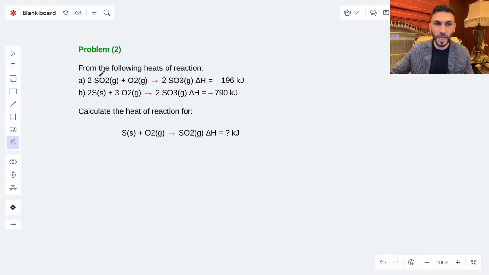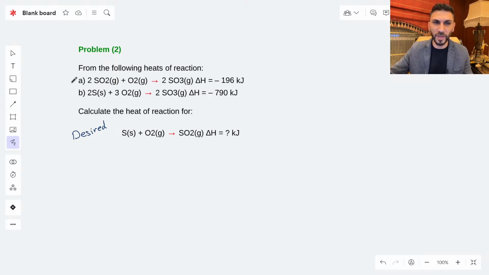All right, from the following heats of reaction, we have reaction A, reaction B. We need to calculate the heat for the desired reaction. We have S and O2 in the reactants. We have SO2 in the products.